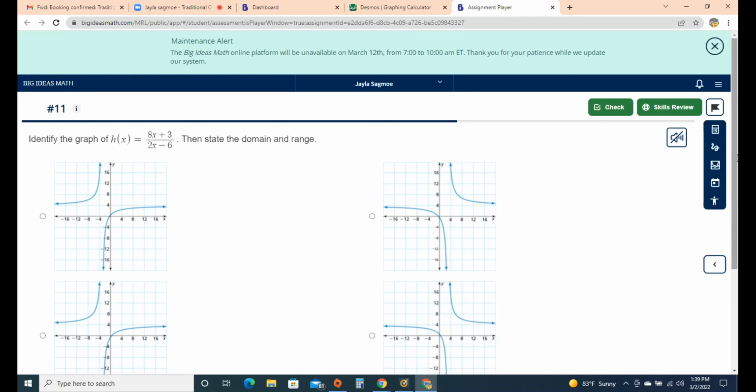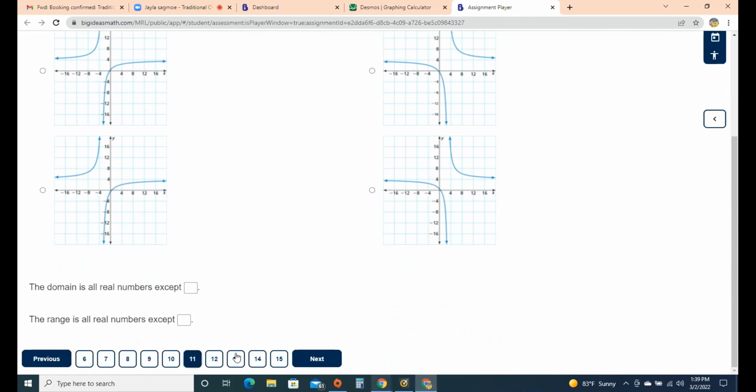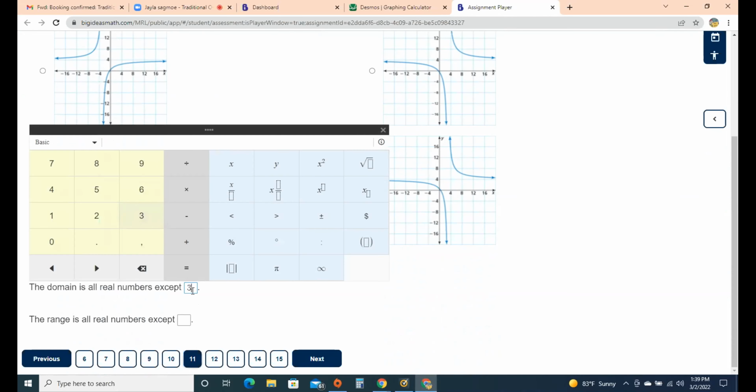So where is 2x minus 6 equal 0? It's going to be 2 times 3, and that would be a plus 6. So 6 minus 6 would be 0. So when x is 3, the bottom is 0. That's your excluded point. Okay. Now the range is slightly different.